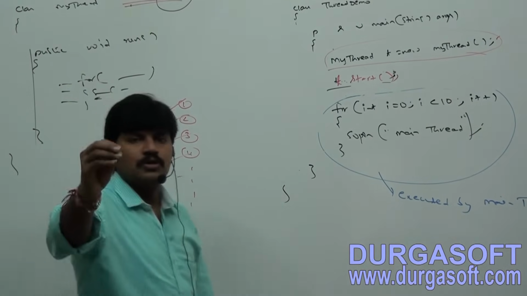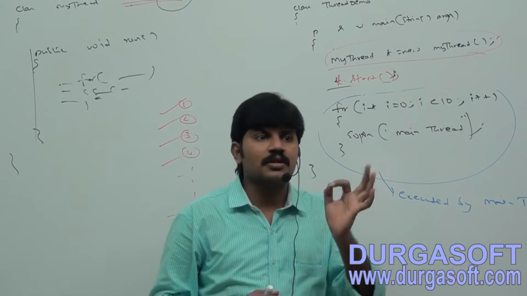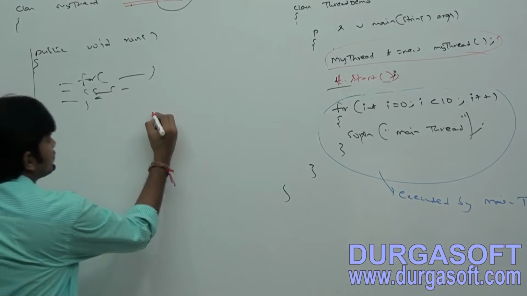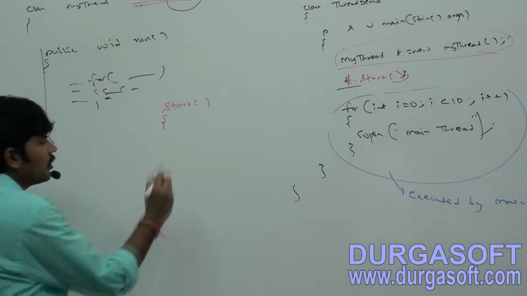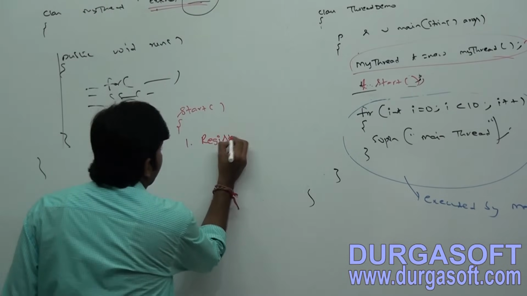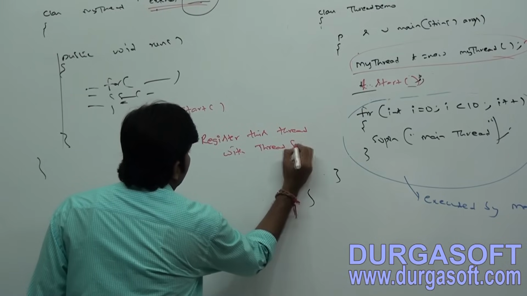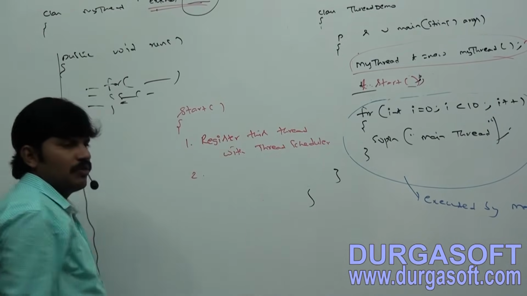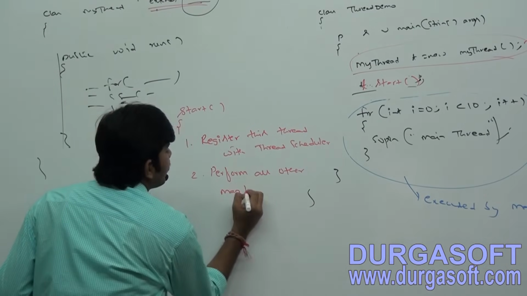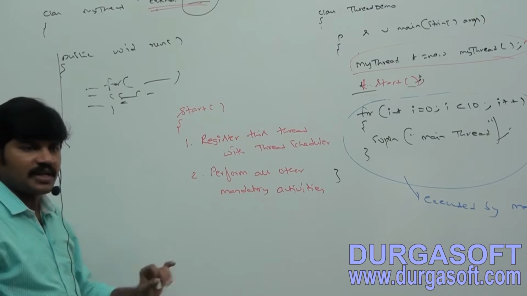But who is responsible for doing all the joining formalities required for my thread? Nothing but the Thread class start method. If you consider the code present inside the Thread class start method, first, register this thread with the thread scheduler. Next, perform all other mandatory activities required for this thread.